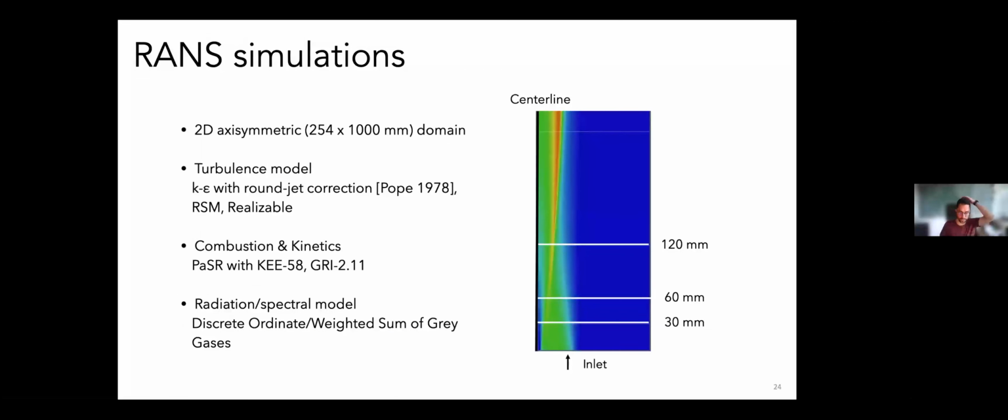Here you see some simulations to start with, on an axisymmetric grid using a k-epsilon model with round jet correction by Pope. Other models were also used. We actually used 2 kinetic models here: the KEE58, which is a 17 species reduced mechanism, and the GRI that you all probably know. And then we used the discrete ordinates model for the radiation, although I would like to point out that the radiation here doesn't really play a major role. Also, we have data at different axial locations: 30, 60, 120 millimeters. We also have the axial information to compare with.